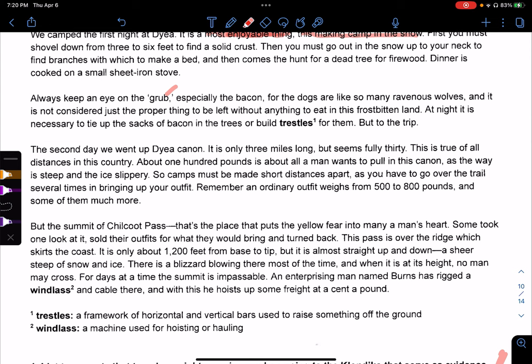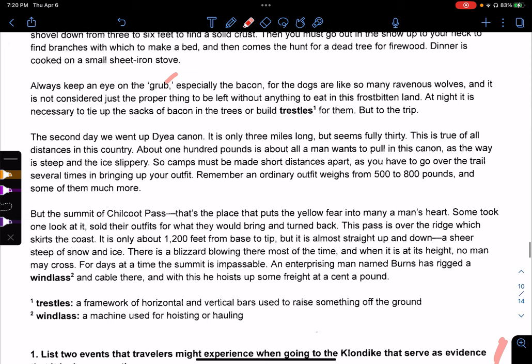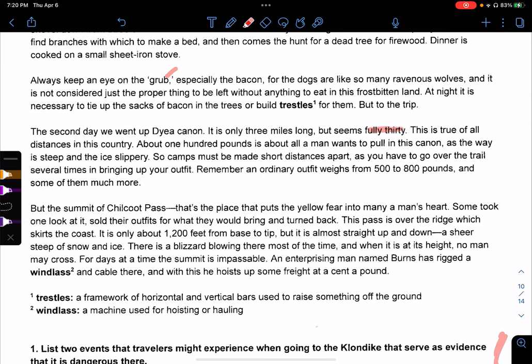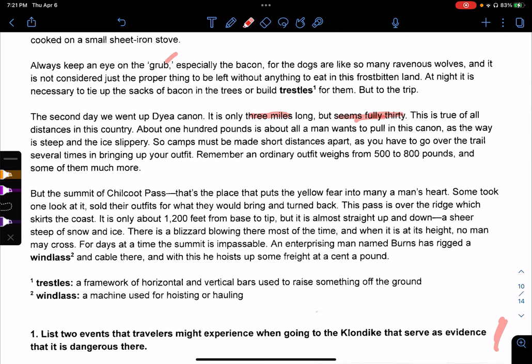The second day, this is an interesting text. The second day, we went up Dyea Canyon. It is only 3 miles long, but seems fully 30. I wonder why he says that. It's only three, but it seems like it's 30 miles. This is true of all distance in this country, in this area. About 100 pounds is about all a man wants to pull in this canyon.